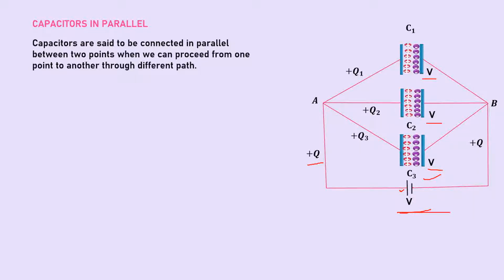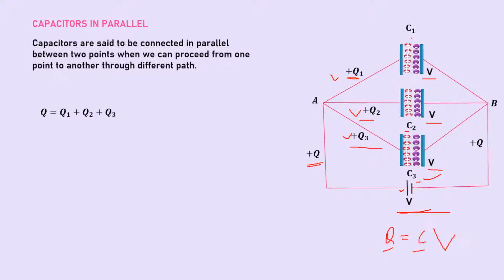Since potential difference is the same but capacitance is different, the charge will be different. We know that Q is equal to CV. V is the same but C is different, so Q will be different. So let Q1 be the charge across capacitor C1, Q2 the charge across capacitor C2, and Q3 the charge across capacitor C3. Therefore, Q will be equal to the sum of Q1, Q2 and Q3.